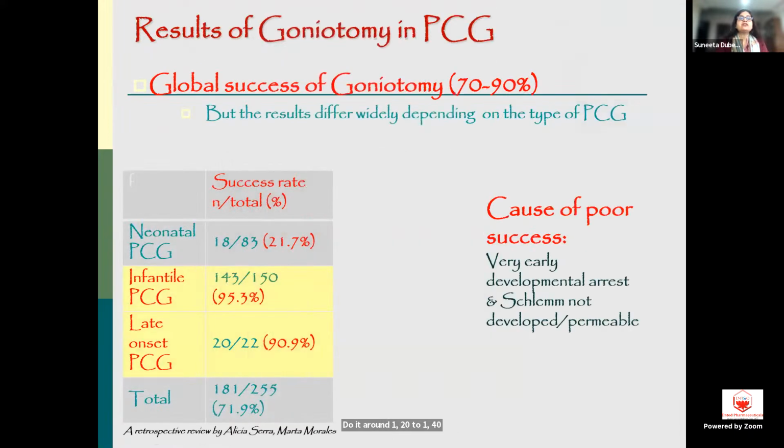So these procedures are very effective. These goniotomy procedures are very effective when the child presents with mild to moderate infantile glaucoma. As you can see, the success may be 90 to 95%. But in neonatal PCG, as I said, when the child is born with glaucoma, there are other developmental defects also. So just taking care of the trabecular meshwork may not suffice. So the chances of success are very poor; in one of these studies, only 21% success of goniotomy in neonatal glaucoma.